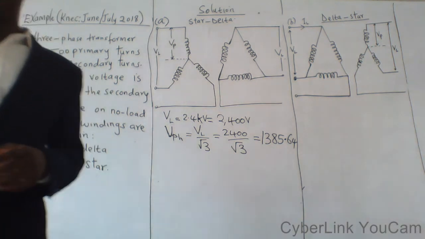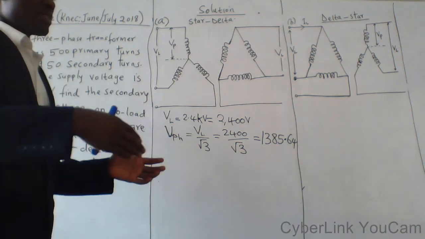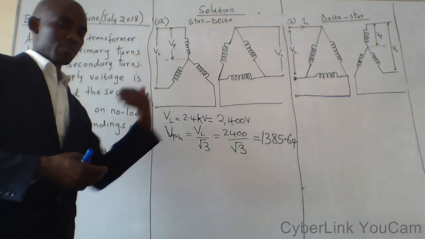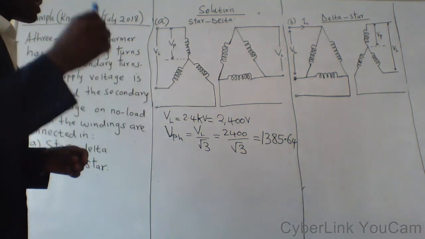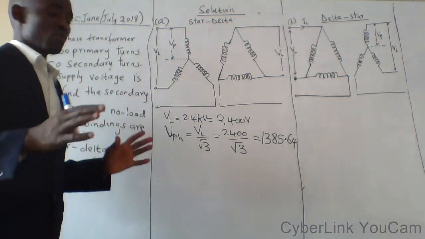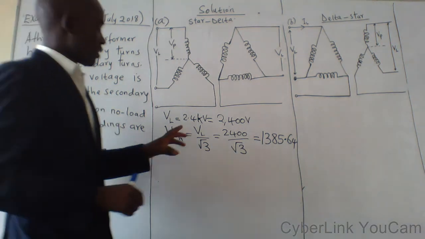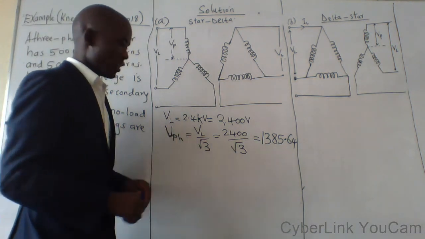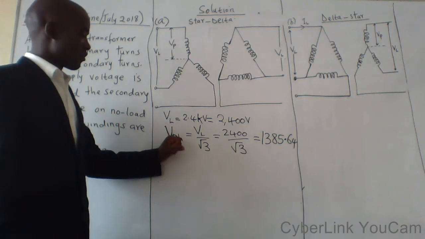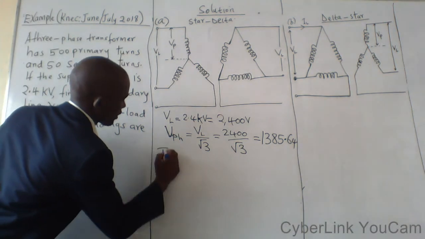And remember, whenever you want to transform, we have a transformer ratio. The transformer ratio is meant to assist us to transform voltage from one side, either primary to the secondary or from secondary to the primary. And we can only transform phase parameters. We cannot transform line parameters. So whenever you want to transform, ideally you need to get the phase parameters. That is why we are forced to get the phase voltage. Remember, the question asks us to get the secondary line voltage. We have gotten the primary phase voltage. We need to know the transformation ratio K.